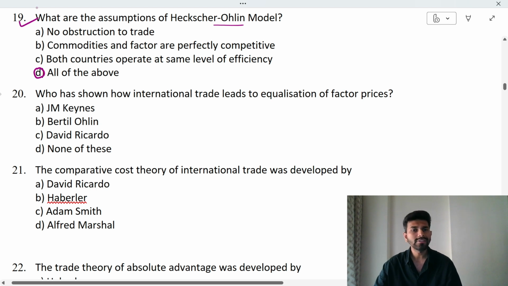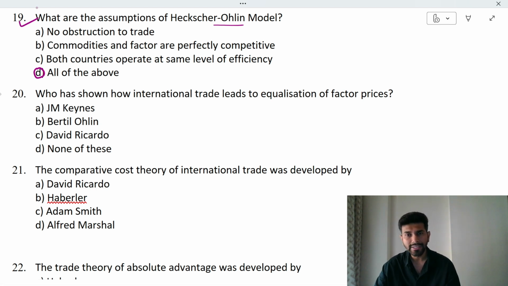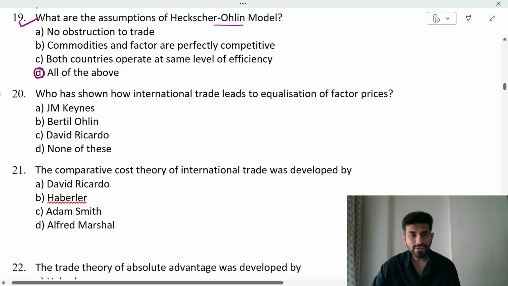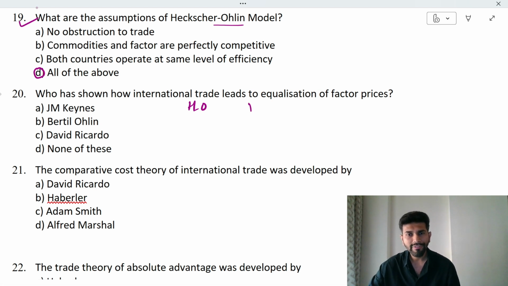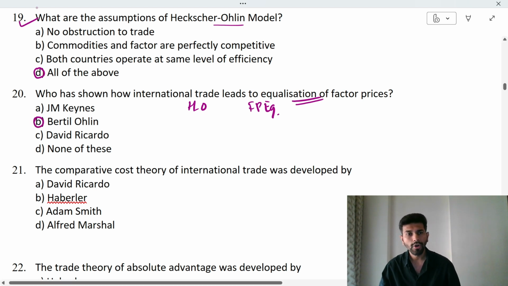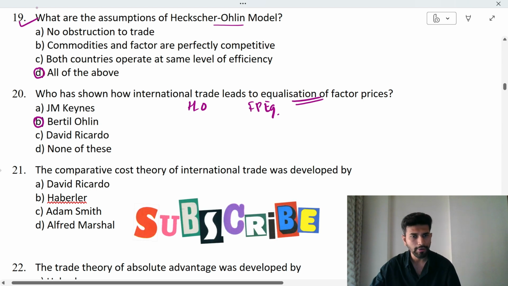Next, who has shown how international trade leads to equalization of factor prices? As we know that HO theory has two theorems, the HO theorem and the factor price equilibrium theorem. So equalization of factor prices is covered by HO theory, and the author is Bertil Ohlin. Next, the comparative cost advantage theory of international trade was developed by David Ricardo. Correct answer is A.